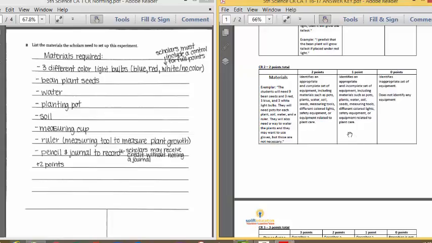And then if they don't include multiple pieces of material, then they would get 0 points, or if it's just inappropriate, the things that they listed don't make sense for the experiment.